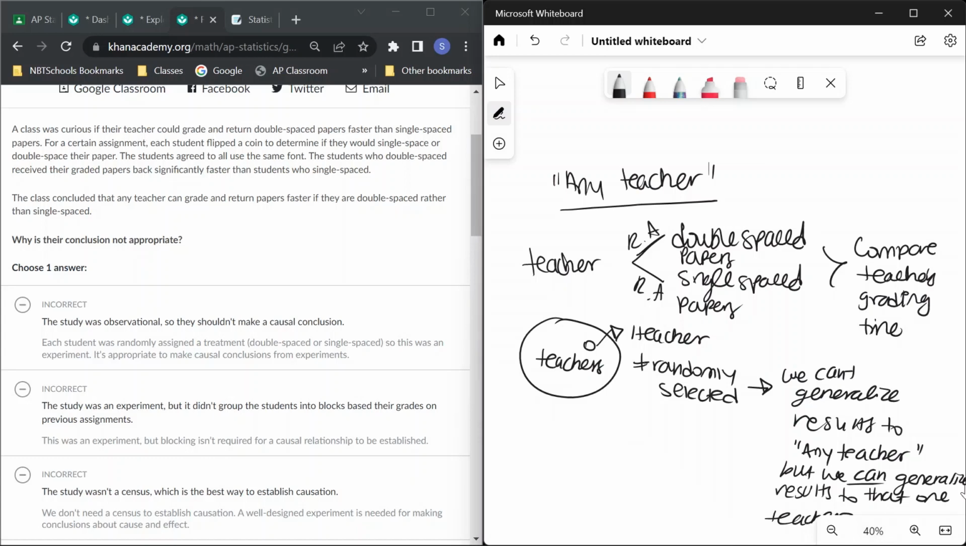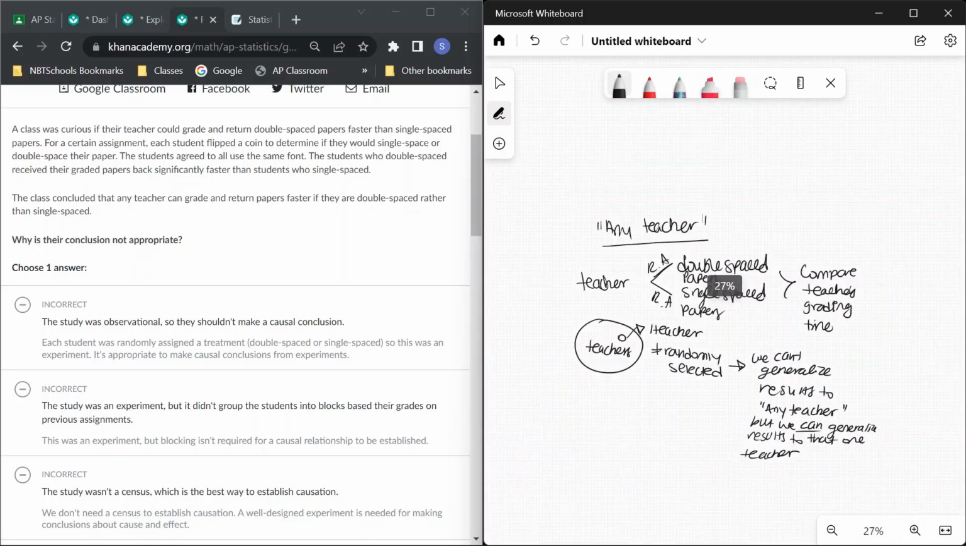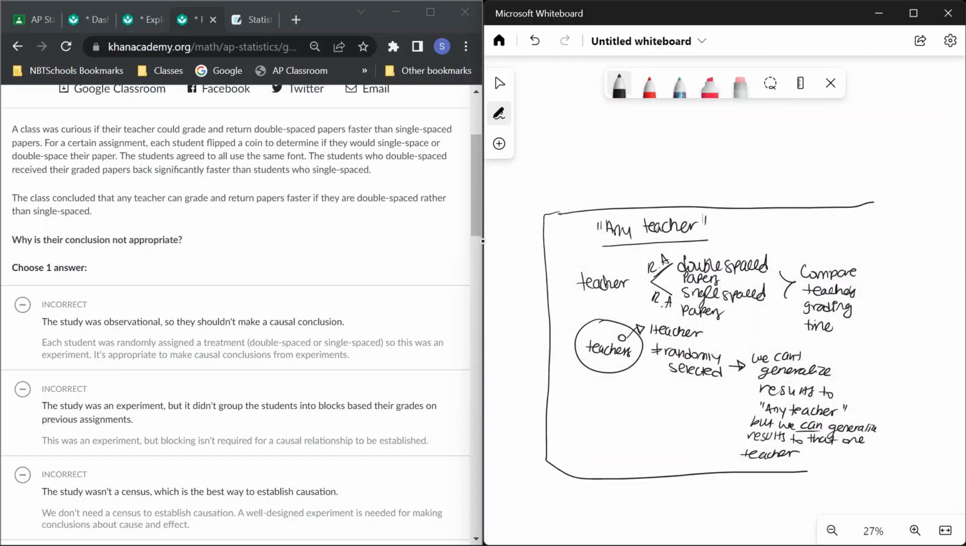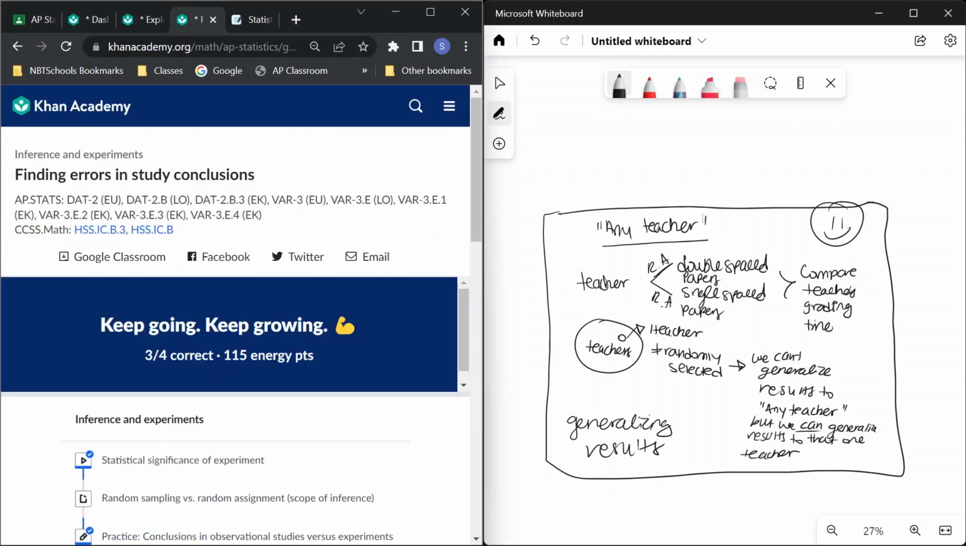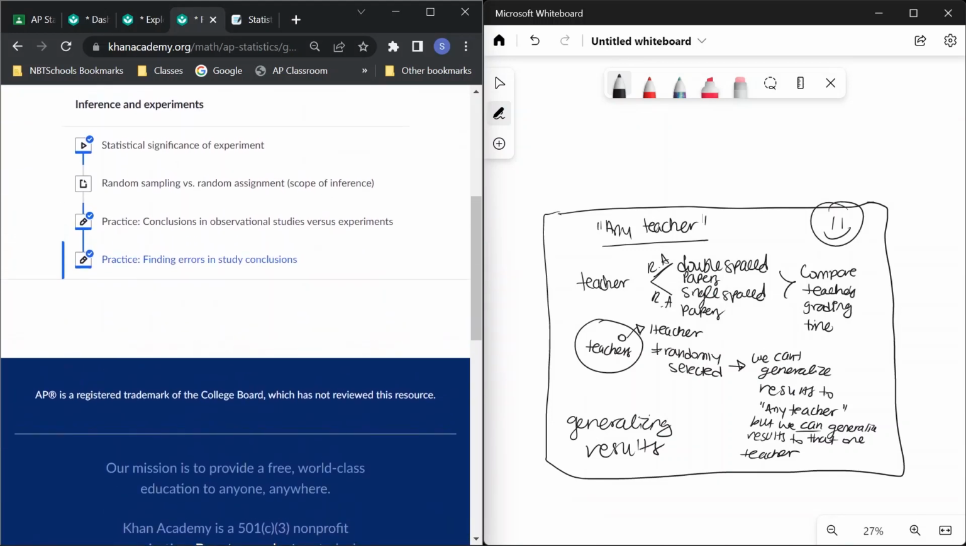Okay, I really like this example. This is another good one. So this is about generalizing results. Okay. Moving on.